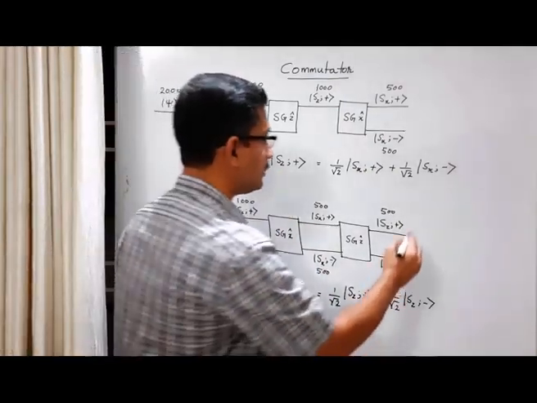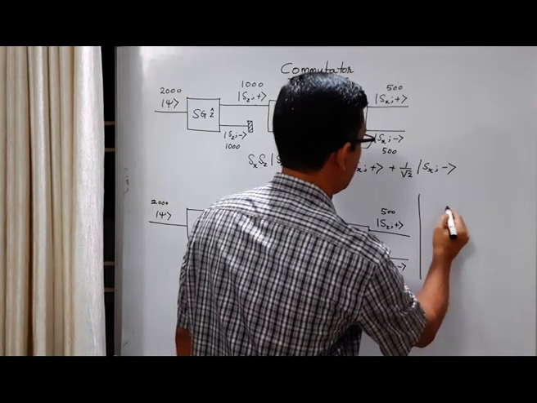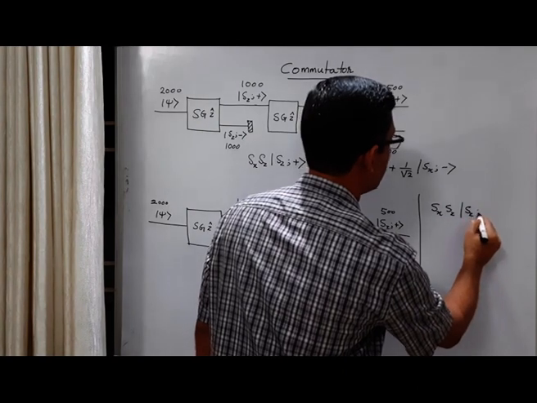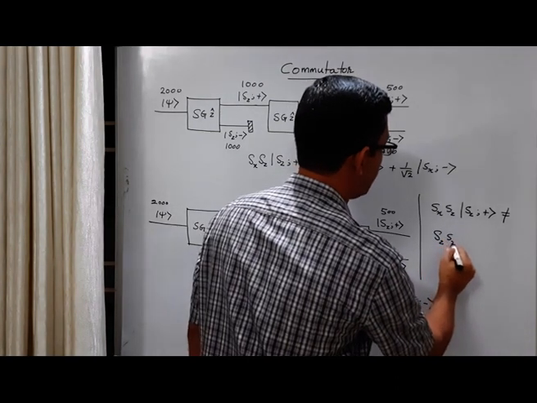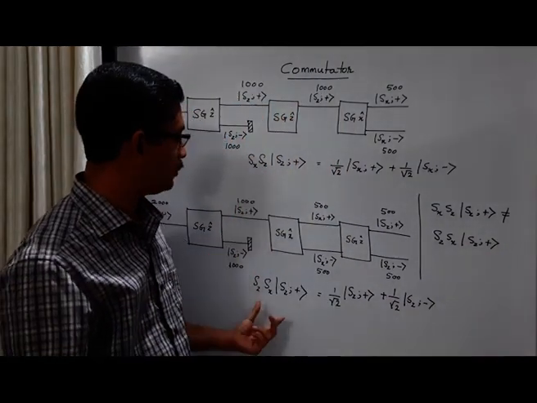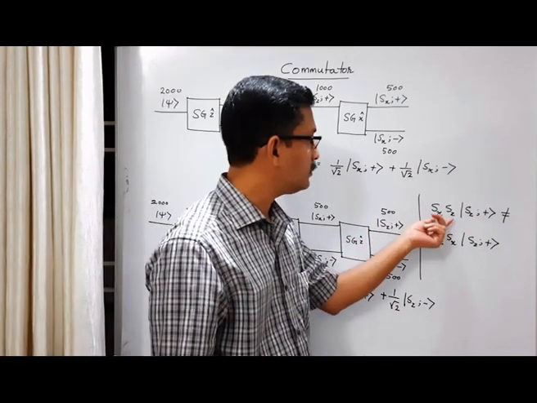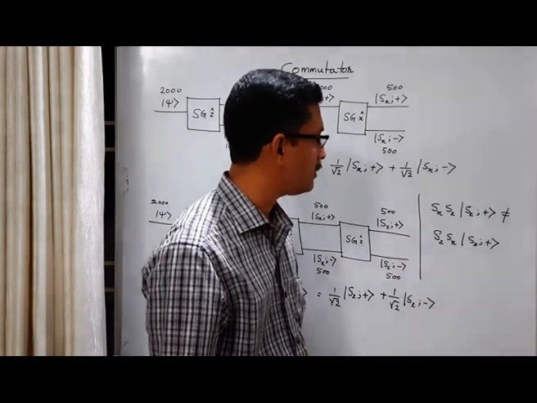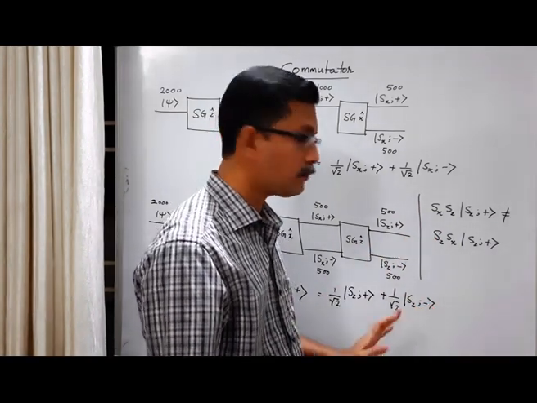Okay, so we can conclude that Sx Sz acting on the Sz plus state is not equal to Sz Sx acting on the Sz plus state, correct? This is not equal to this. Clearly the final states are different. So these two operators Sx and Sz, when they sequentially act on the same initial state, when you change the order, the outcome is different.